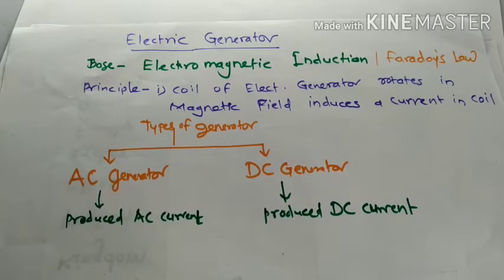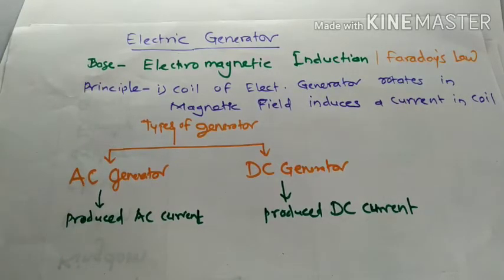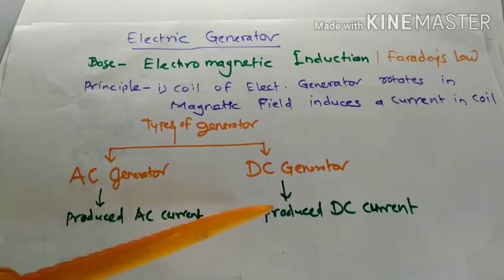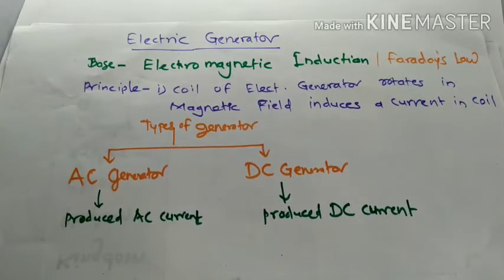There are two types of generators actually: AC generator and DC generator. The generator which converts mechanical energy into electrical energy in the form of alternating current is called an AC generator. And a generator which converts mechanical energy into electrical energy in the form of direct current, or DC, is called a DC generator.